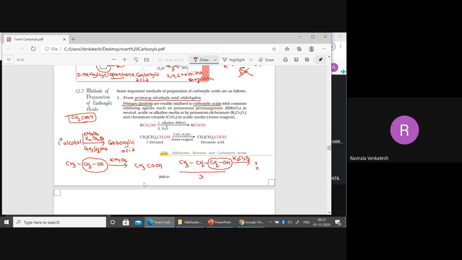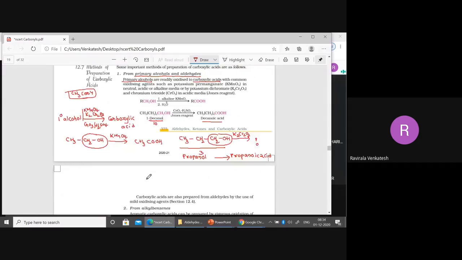But in terms of carboxylic acid. So propanol will convert into propanoic acid here. Understood? Any doubts in this one? One more thing, if you observe, decanol: deca means 10 carbons. Decanol will convert into decanoic acid. If you take pentanol, you get pentanoic acid. Hexanol gives hexanoic acid. So this is the conversion of primary alcohol into carboxylic acids.